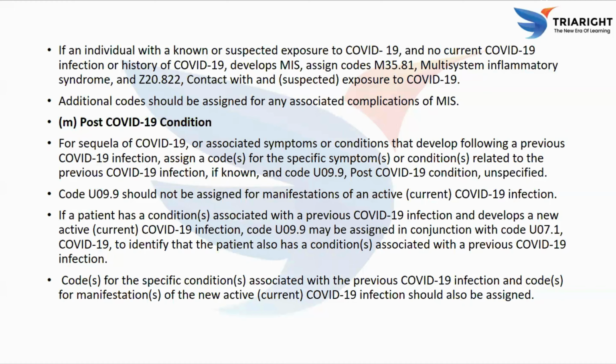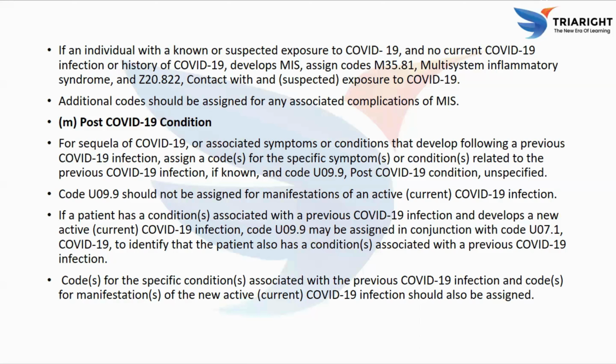So there is an example. If a child had exposure to a COVID positive parent 3 weeks ago, never tested positive, and now develops multisystem inflammatory syndrome, you have to code both MIS and suspected exposure. So if MIS caused any complications like myocarditis or shock, you must also code those complications too.